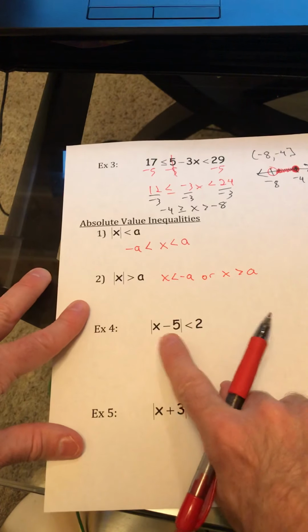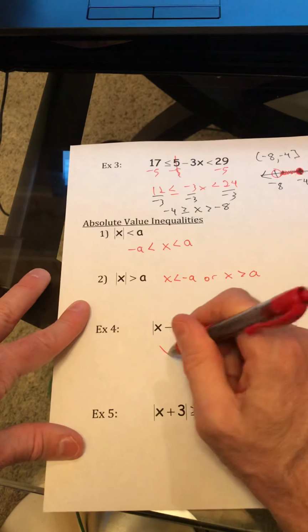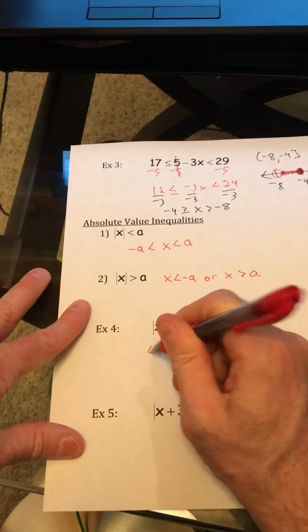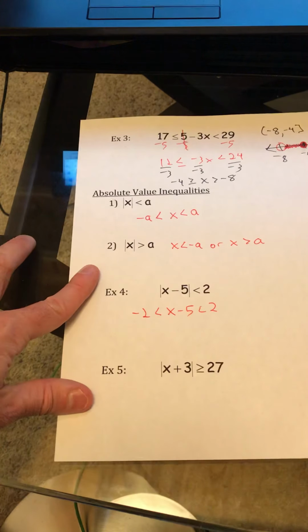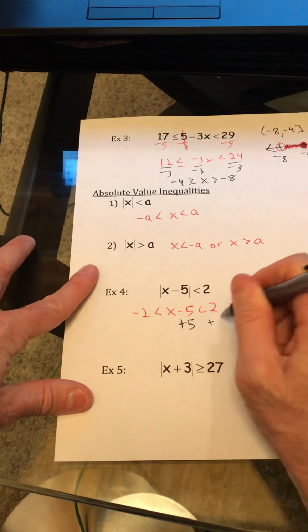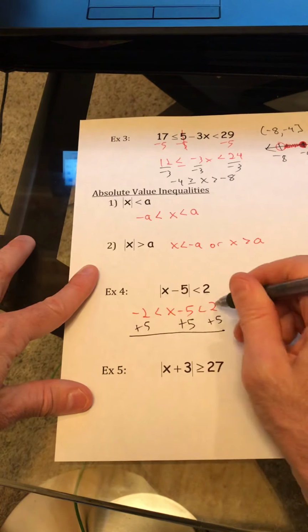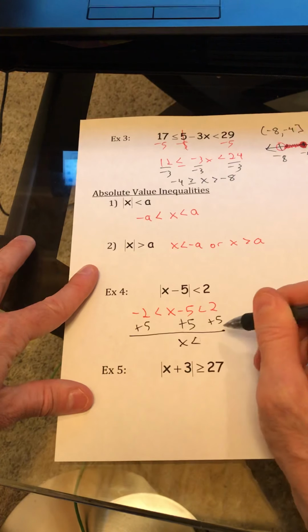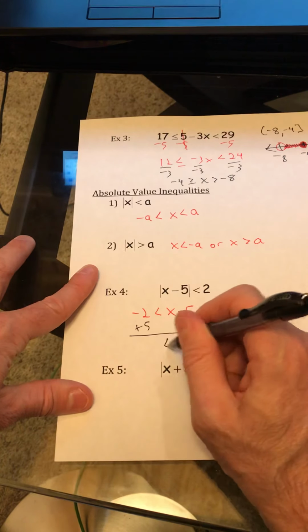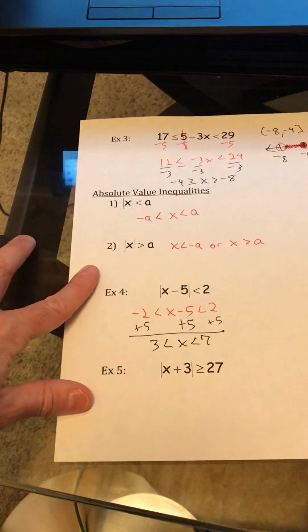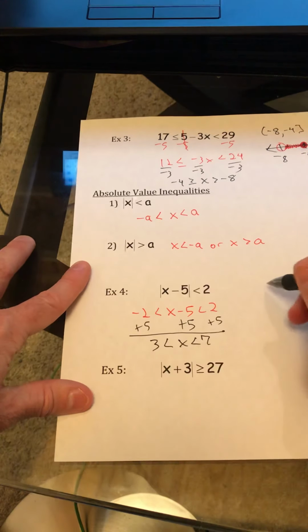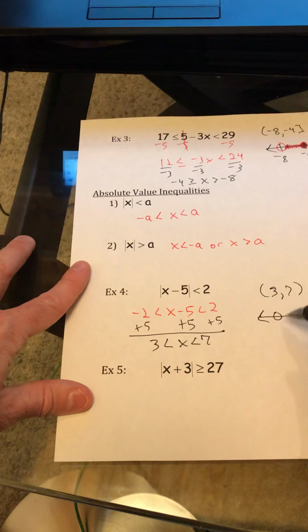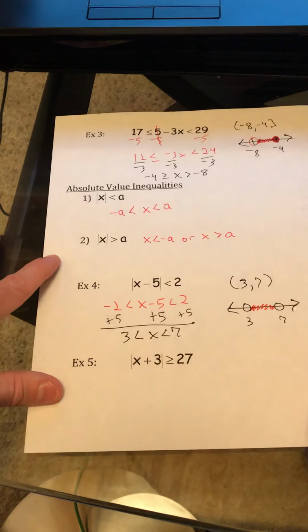So for absolute value of x minus 5 is less than 2. Again, for this one, we can set up a compound inequality and add the 5. So that gives us x is less than 7 and greater than 3. So our interval goes from 3 to 7. If we also set up a number line, it would look like that.